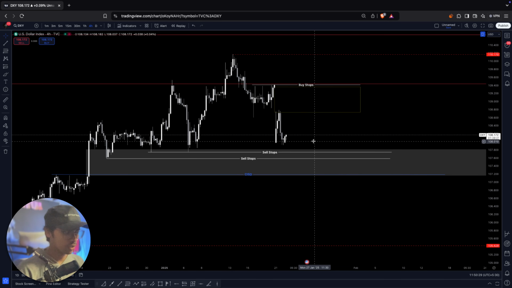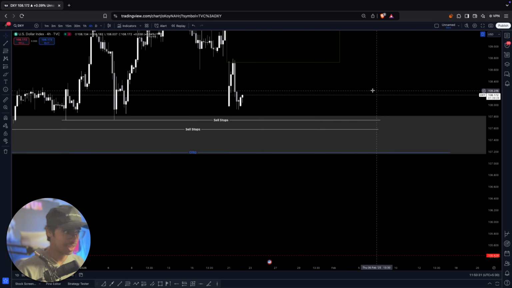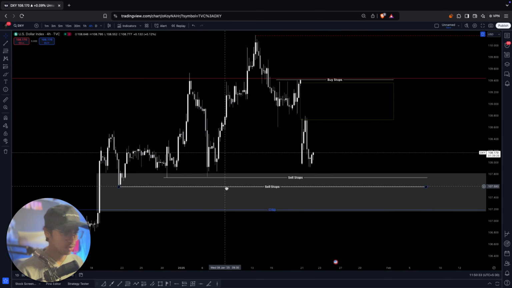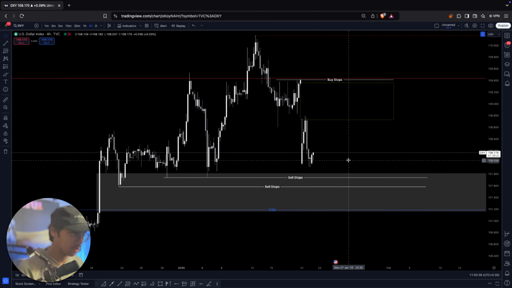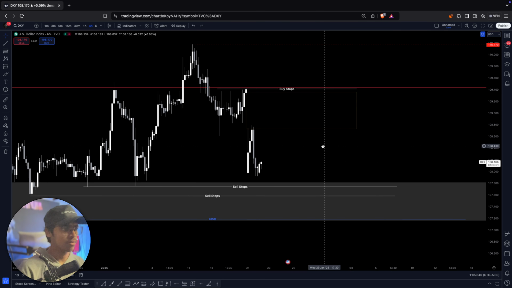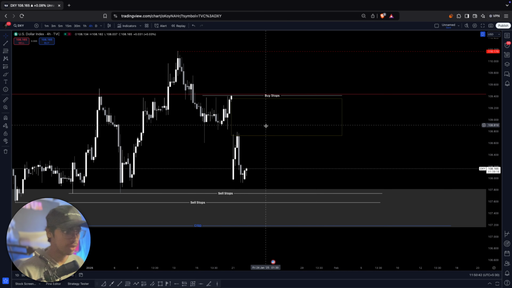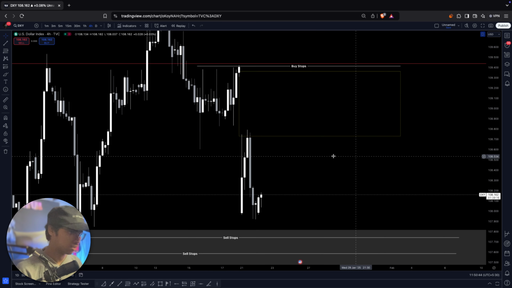Now the price is going to come into this fair value gap. This is what I expect. The price needs to come to equilibrium, and it should take out the sell stops as well. So the price should come down, and then it should go up. First of all, why? There are buy stops as well.